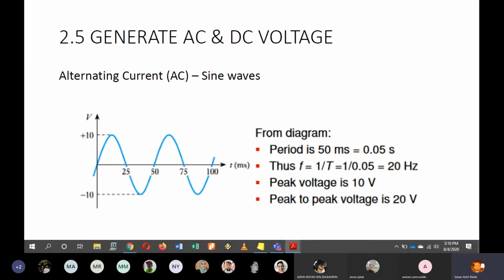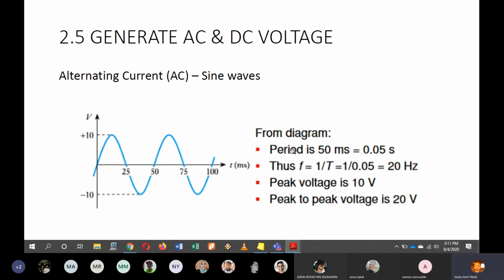Okay, so we look at an example here. From this diagram we can see that the value of the V peak is 10 volt. Obviously when the peak voltage is 10 volt, the peak to peak voltage will be 10 added up with another 10. So the V peak to peak is 20 volt.